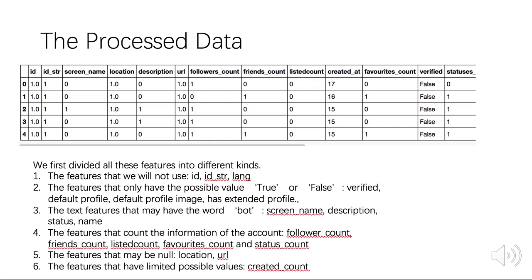Then we talk about the specific way that we convert the data into a form that we can use. For the features with true or false, we convert true into 1 and false into 0. For the text data with the word bot, we convert them into 1 and the others into 0. And for the features that count the information of the account, like follow count, we convert the counts that are less than 10 into 0 and the others into 1.